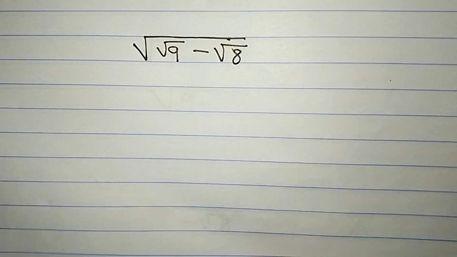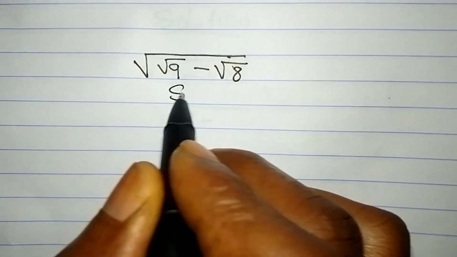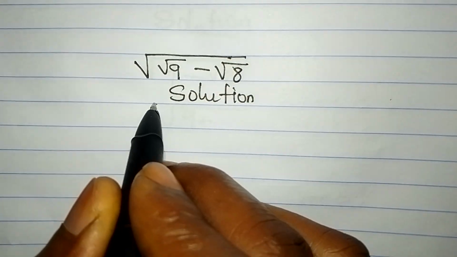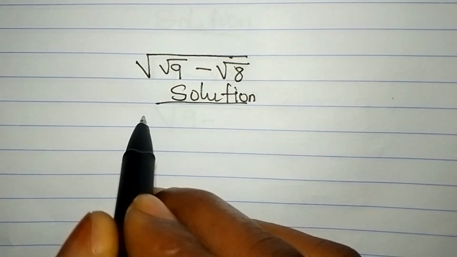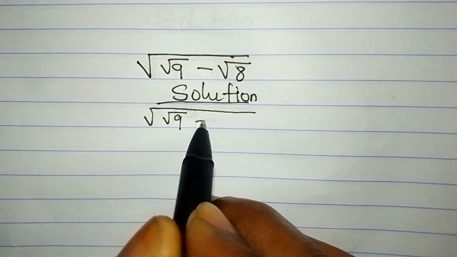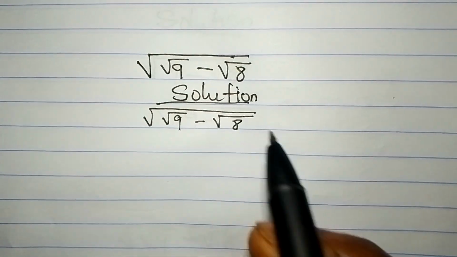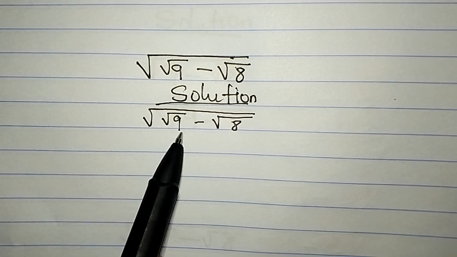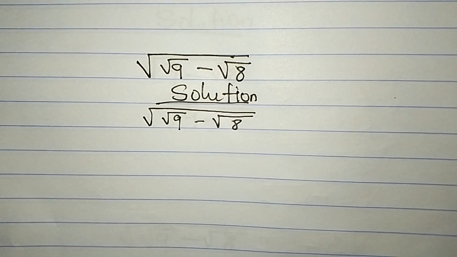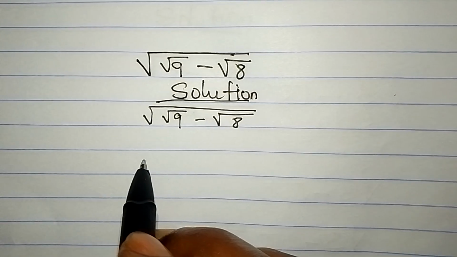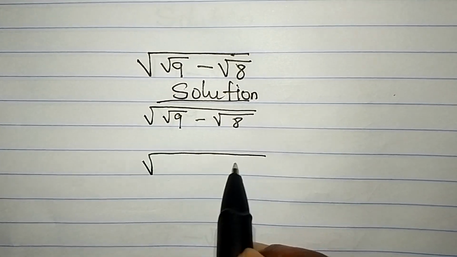Hello everyone. Let's evaluate this problem very quickly. Okay, so we have square root of 9 minus square root of 8. Now, you'll be tempted to say square root of 9 minus square root of 8 is square root of 1, but that is not correct. So what do we do? Let's go this way.